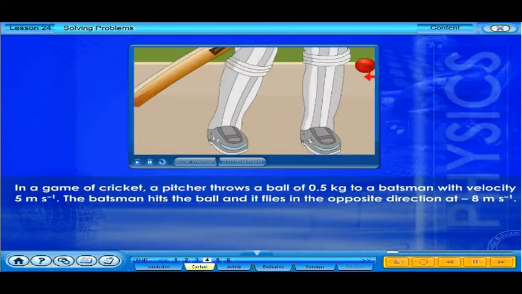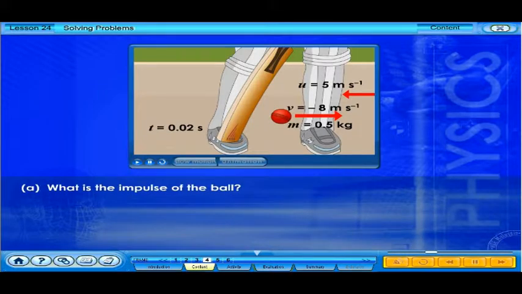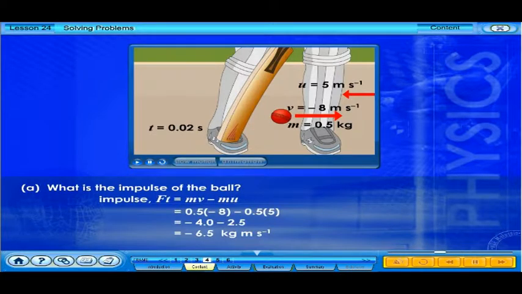In a game of cricket, a pitcher throws a ball of 0.5 kilograms to a batsman with velocity 5 meters per second. The batsman hits the ball and it flies in the opposite direction at 8 meters per second. What is the impulse of the ball? Impulse exerted on the ball is negative 6.5 kilogram meter per second.